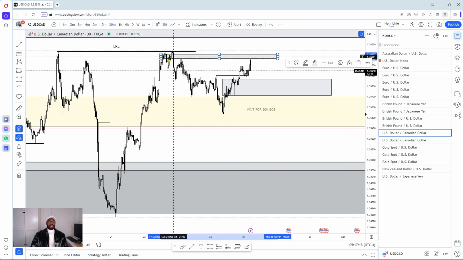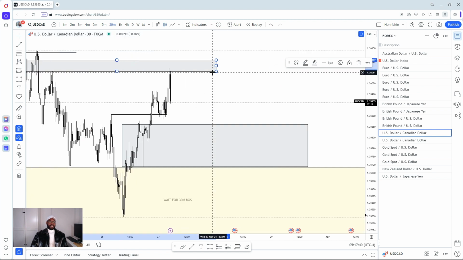It came to the upside, mitigated this inefficiency, took liquidity. So this is another reason why you just need to be careful. Not all trades that mitigate your point of interest are going to work, because it mitigated my point of interest, broke structure, and then went straight into an inefficiency, took buy side liquidity.